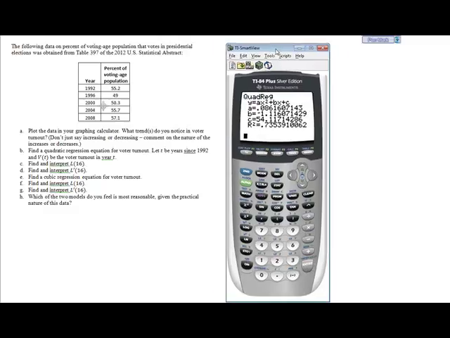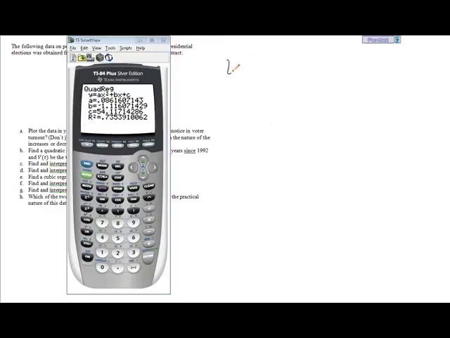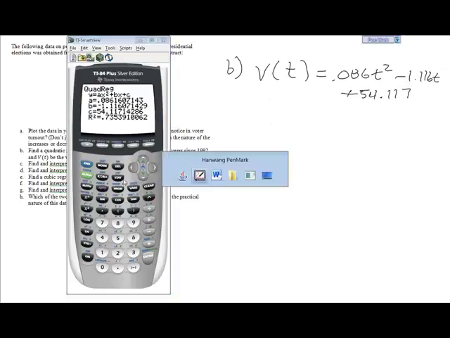So there it is. And now if you go over to y equals, you'll notice that it's also there in all its infinite glory. And we'll just go ahead and copy this down just to have a record of it. So we're calling this v of t for voter turnout as a function of time. And this is about 0.086 t squared, around about 3 decimal places, negative 1.116 t plus 54.117. Okay, so there's our equation. And of course this was in years since 1992.